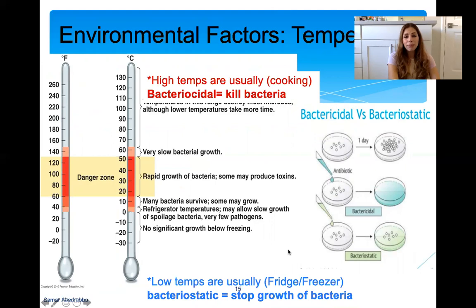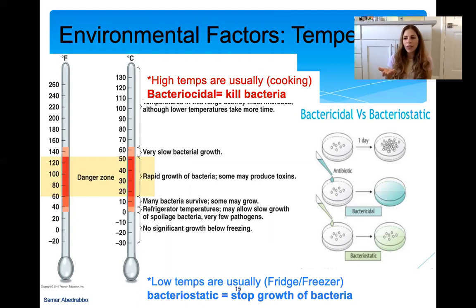So I want to go over these terms, bactericidal and bacteriostatic. Bactericidal means any temperature that kills bacteria, and if we're talking about temperature, a bacteriostatic temperature is a temperature that stops bacterial growth. So high temperatures are typically bactericidal. They kill bacteria. That's why we cook food. Low temperature, like a refrigerator, is bacteriostatic. It stops bacteria from growing. It does not kill bacteria.